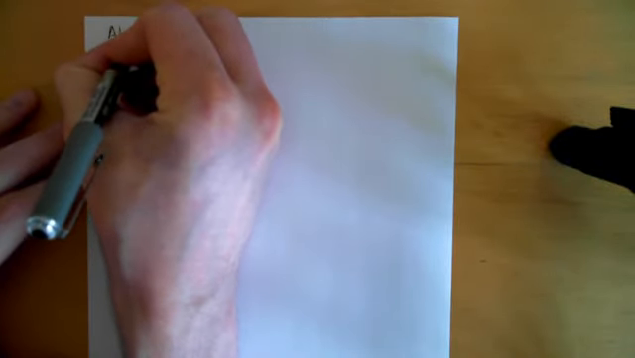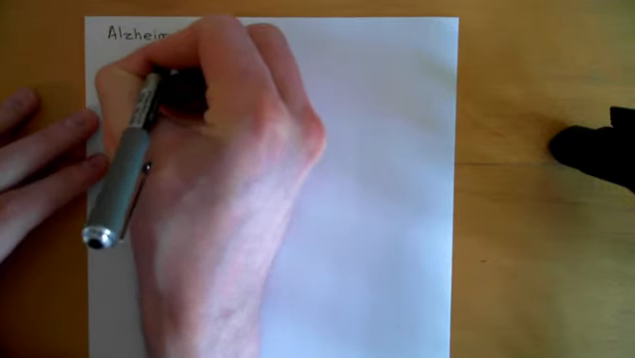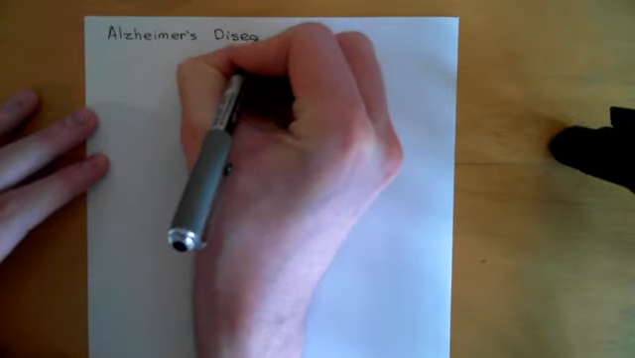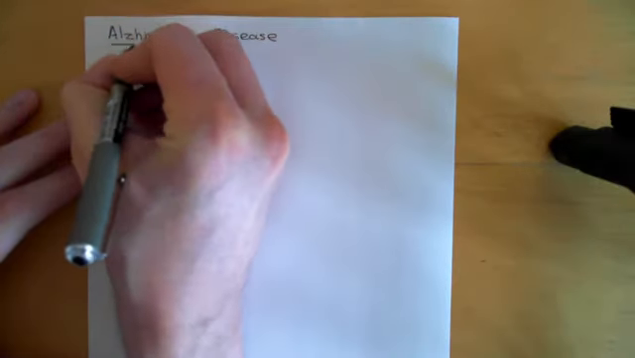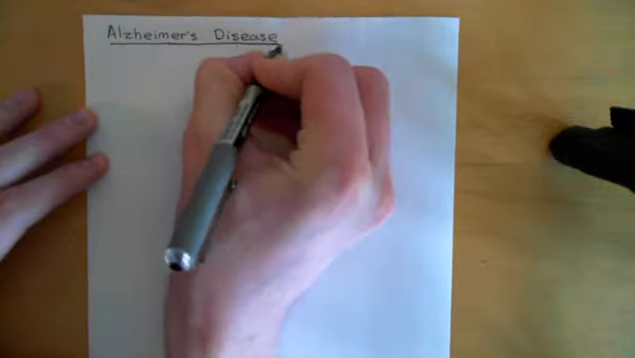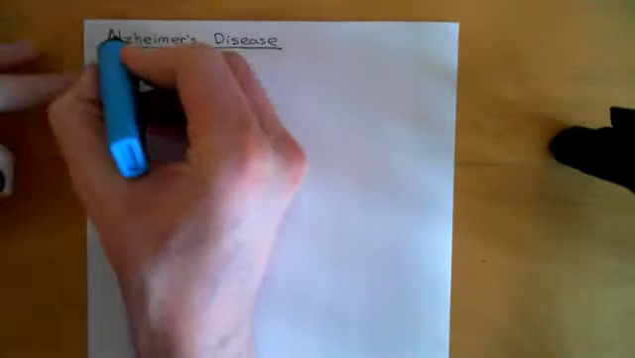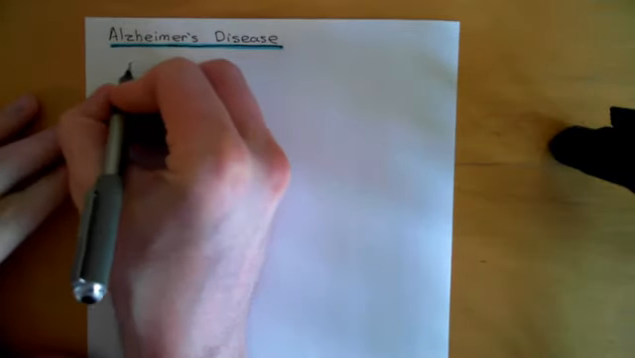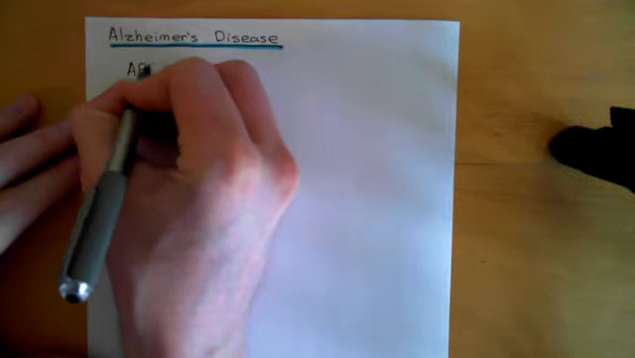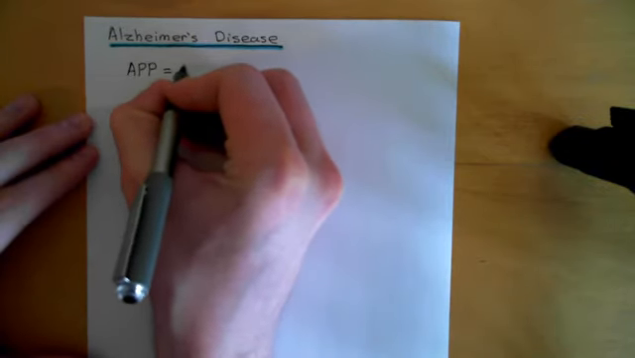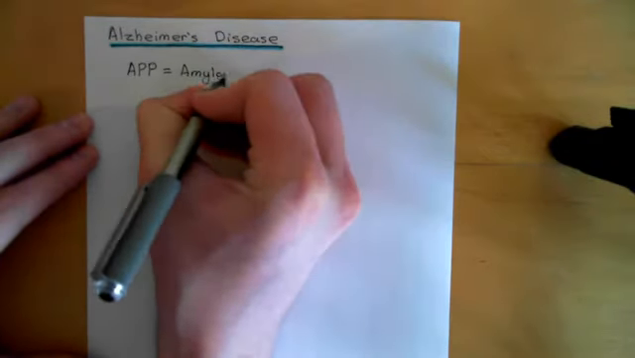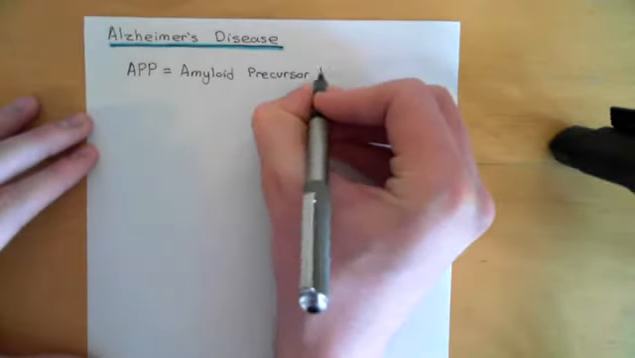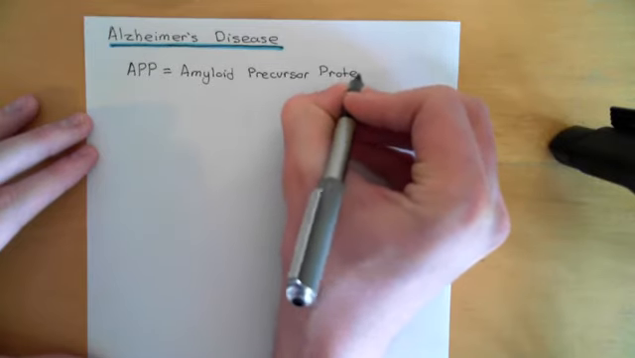So Alzheimer's disease is all about a protein called amyloid precursor protein. Now this is one of these proteins that we don't actually know what the function of it is yet. So the physiological function of amyloid precursor protein isn't known. It's usually just abbreviated down to APP: A for amyloid, P for precursor, and then the second P is for protein. Now, let me show you the structure of this protein.